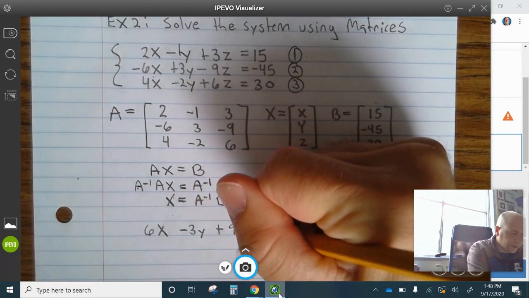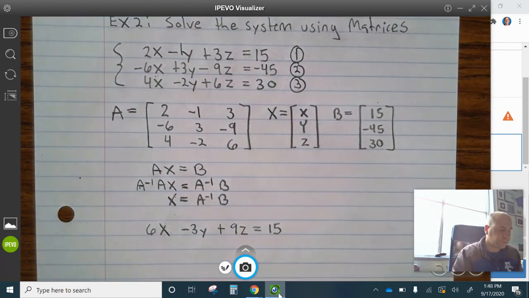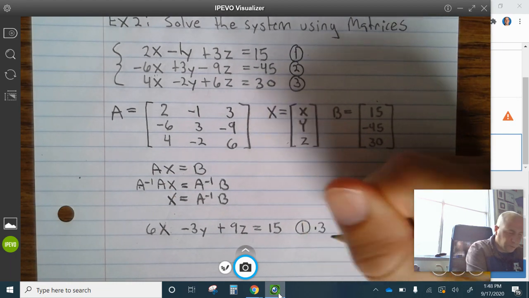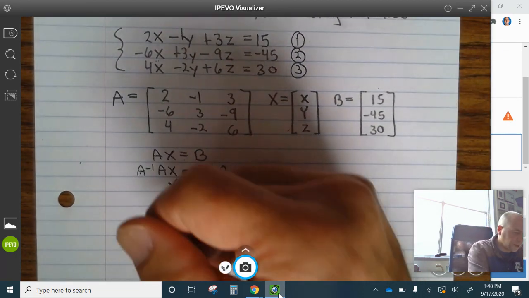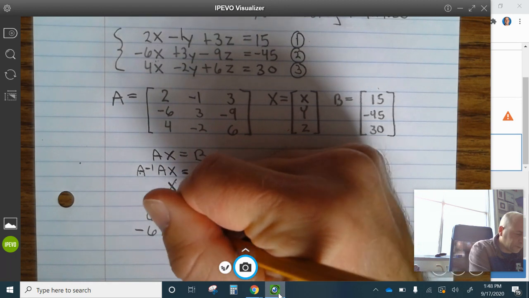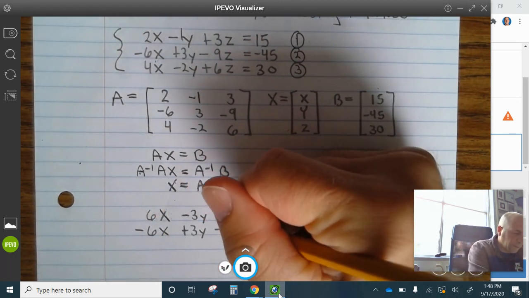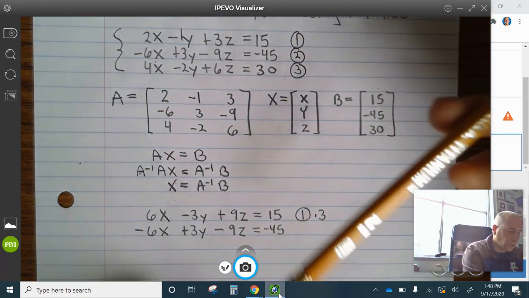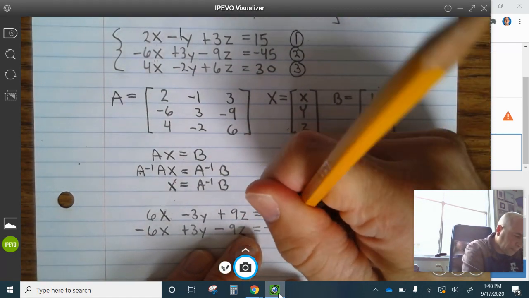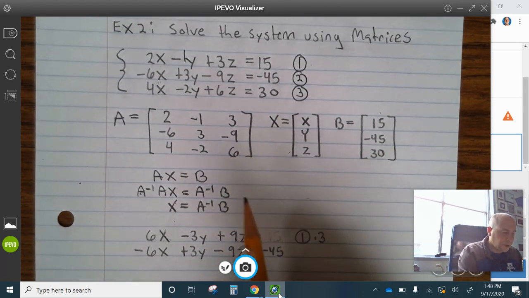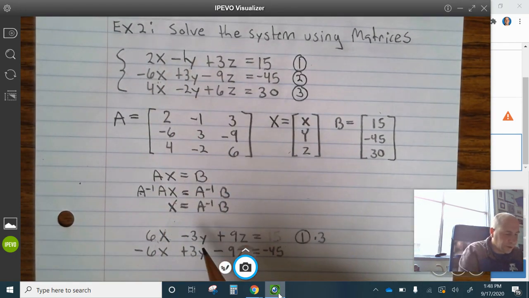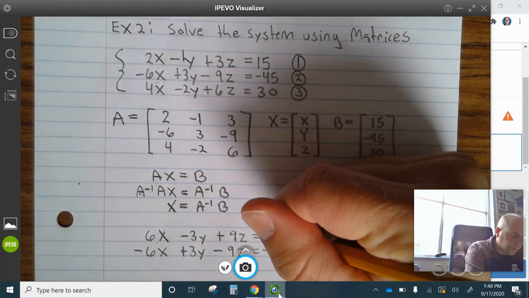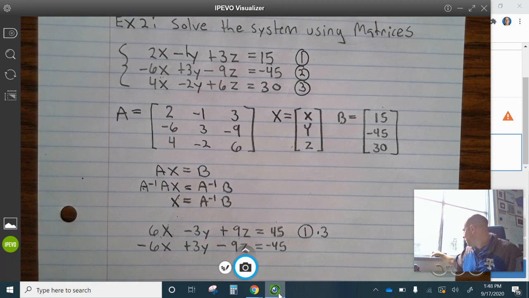Okay, and then that's equation 1 times 3. And then we just have equation 2, so -6x plus 3y minus z equals -45. Almost made a mistake. I forgot to multiply the 15 by 3. So 3 times 2 is 6, 3 times -1 is -3, 3 times 3 is 9, 3 times 15 is 45. Okay? And that's equation 2.